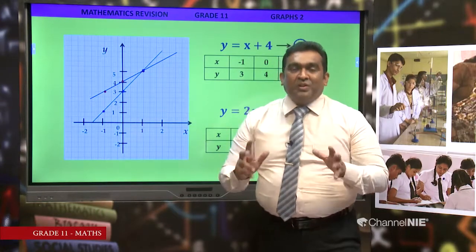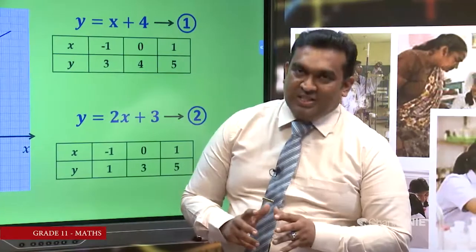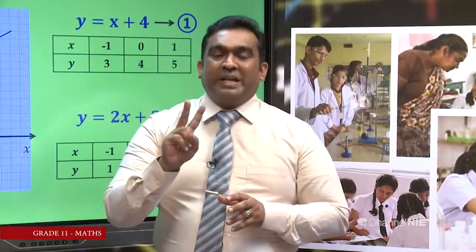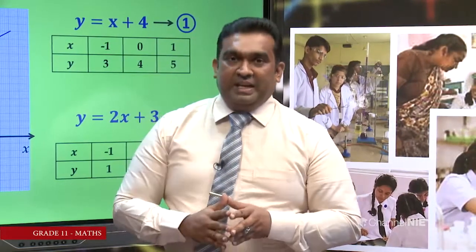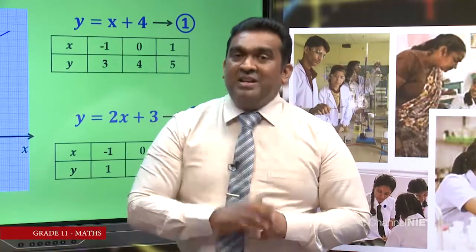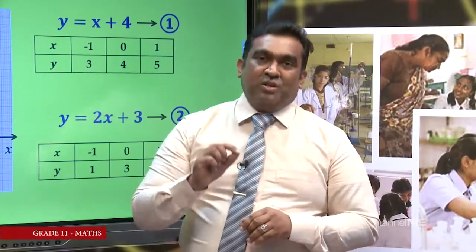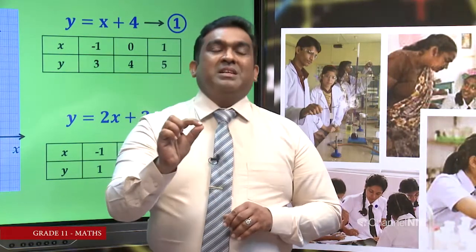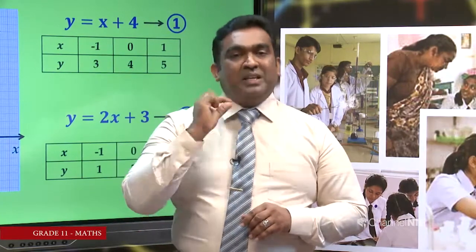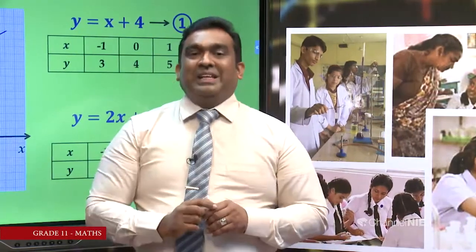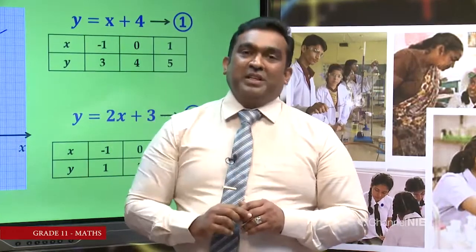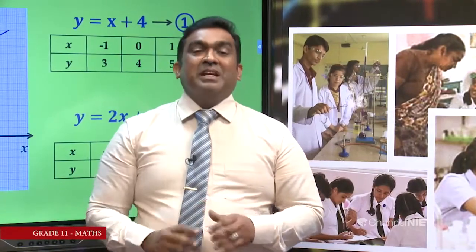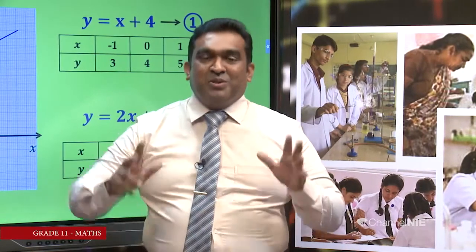If you want to solve a pair of simultaneous equations using the graphical method, the first step is drawing two straight lines in the same Cartesian plane. Then find out the common point of intersection of the two straight lines, right? The x coordinate of the common point is the solution of x of the equation. The y coordinate is the solution of y of the given equation. x coordinate means x value, y coordinate means y value. I suppose that you understood well.